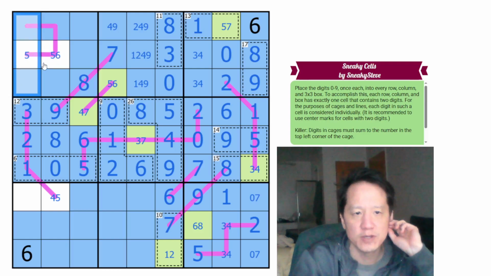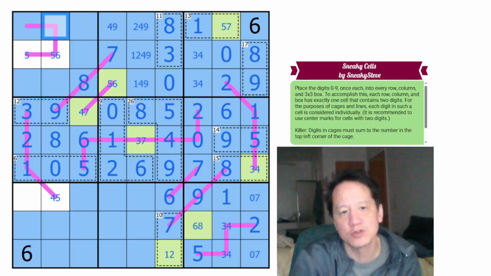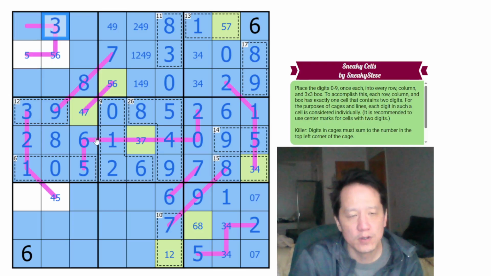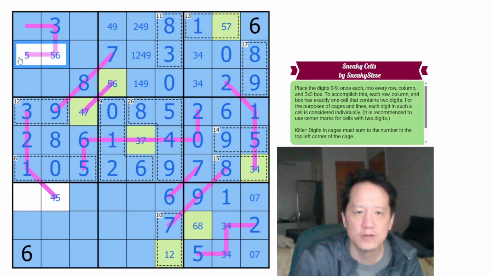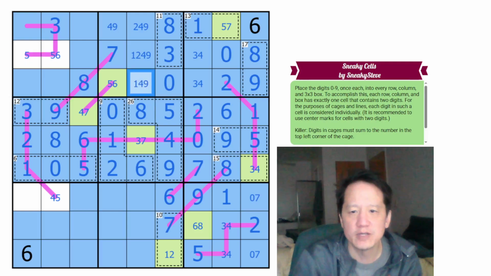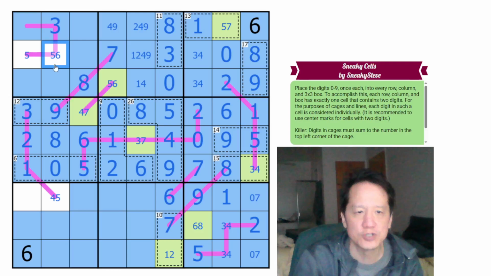And 3 can't be here, and 3 can't be here, so this must be a 3. This can't be 7, but this can't be 7 either. This can't be 9. So you can't have 3 through 7. It has to be 2 through 6. And 2 can't be here, so therefore this must be a 2. So this has to be a 2, 6 sneaky cell. And this can't be a sneaky cell. And this can't be a sneaky cell. So this is a sneaky cell here.